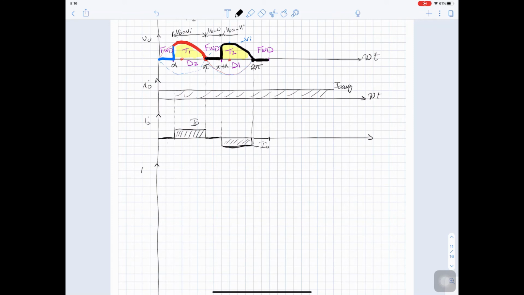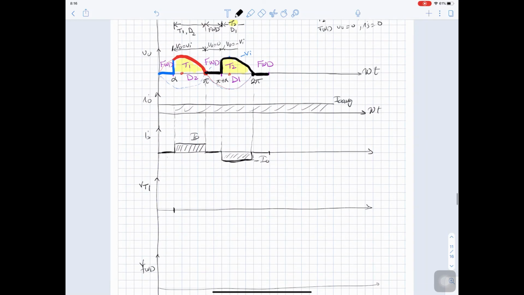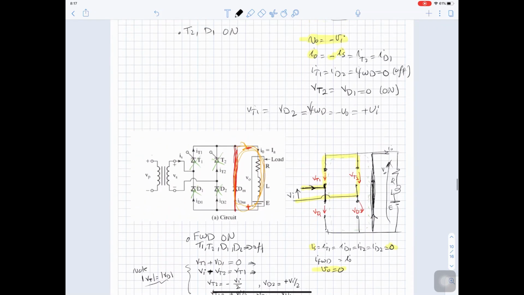Also, we can sketch V thyristor. So let's sketch V thyristor 1. Please try to sketch V freewheeling diode as a homework. Okay. So from here up to this point, we have thyristor 1. From here to here, we have the freewheeling diode. From here to here, we have thyristor 2. Then we have the freewheeling diode. And before here, we have the freewheeling diode.